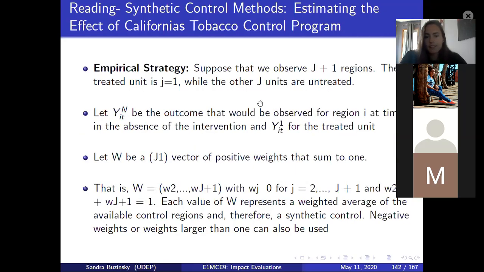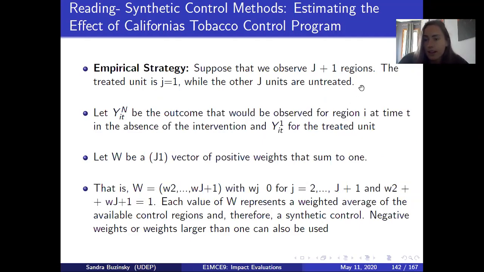So yeah, this is just a review of what we talked about on Monday. This is the paper's empirical strategy. It's basically the empirical strategy I showed you in general. Remember that we observed J+1 regions. In this case, they will be states because we're looking at the US. So the treated unit is J=1, and the other J units are untreated.